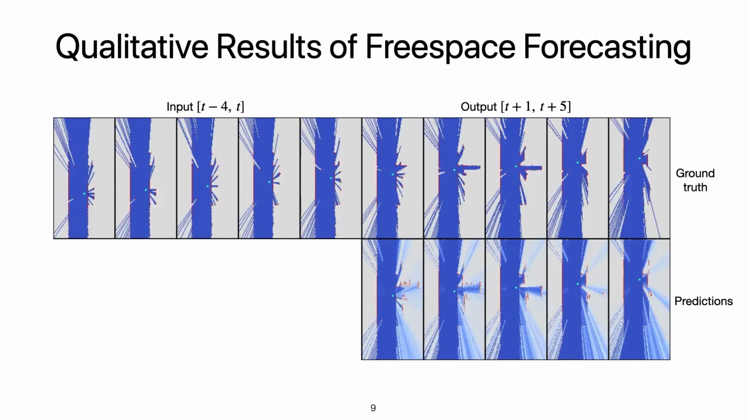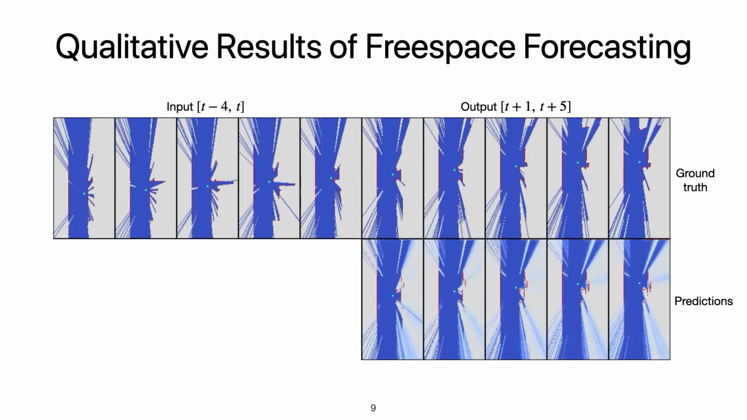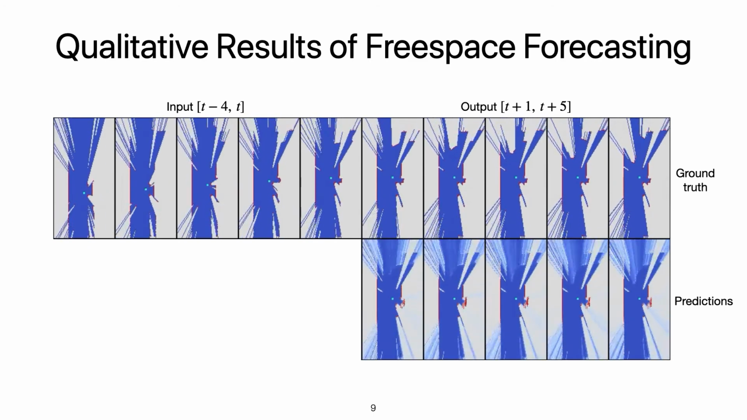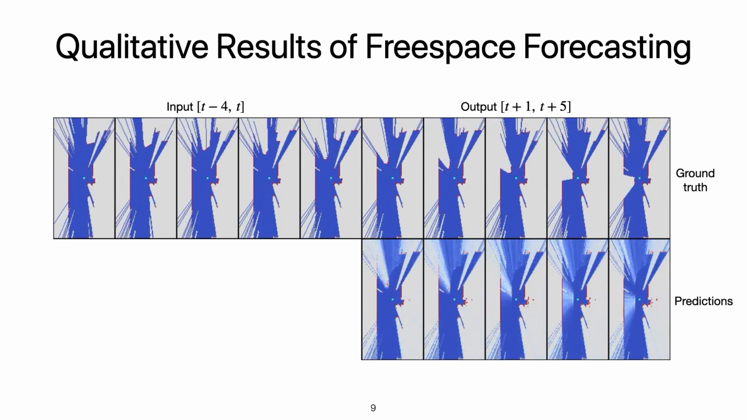Here are some qualitative results of free space forecasting. We show 5 frames of input on the left. On the right, we show ground truth at top and predictions at bottom. We see a learned free space forecasting model predicts the turning motion of a vehicle at an intersection.